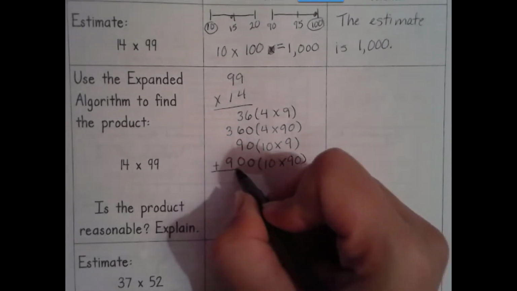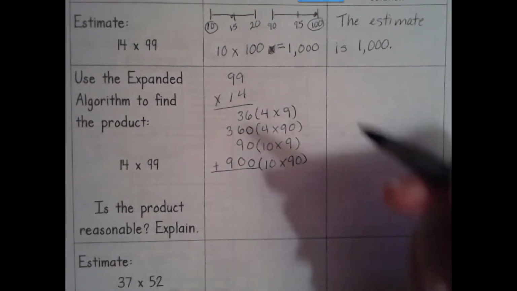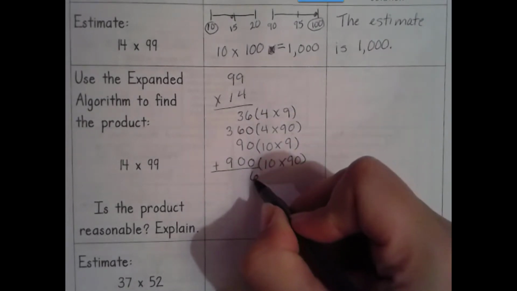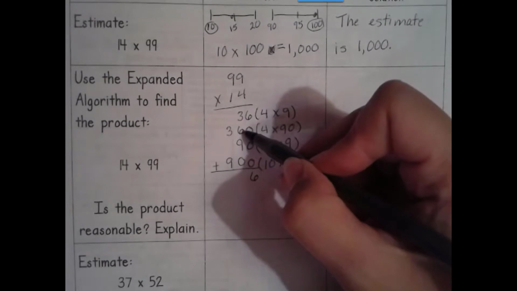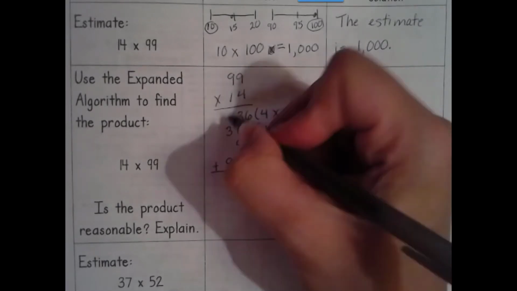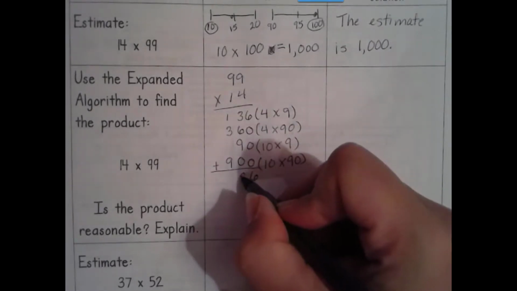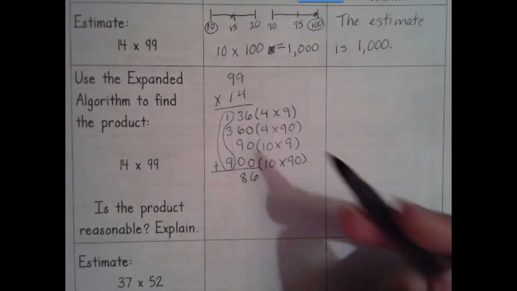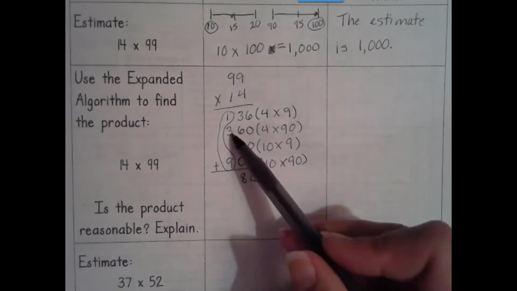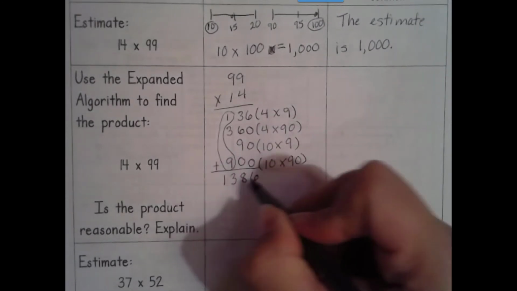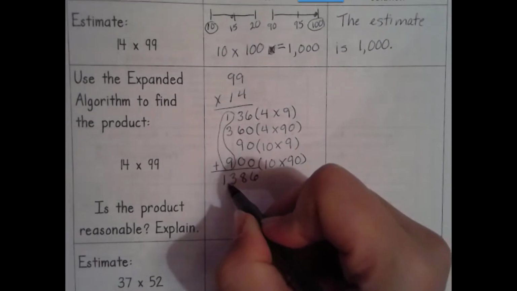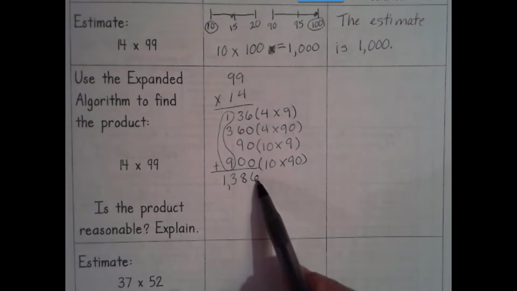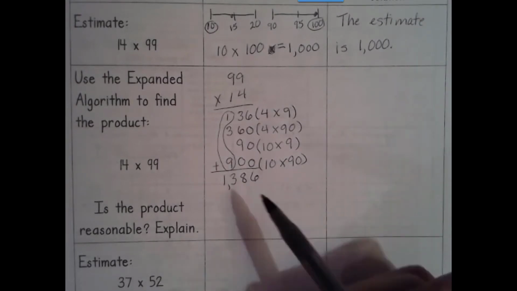Now let's go ahead and add up our partial products. 6 plus 0 plus 0 plus 0 is 6. 3 plus 6 is 9, plus 9 is 18. I'm going to regroup above. But look, I have a 10. 10 plus 3 is 13. 1, 2, 3, comma. We always do groups of 3 before we put our comma, starting from the ones.